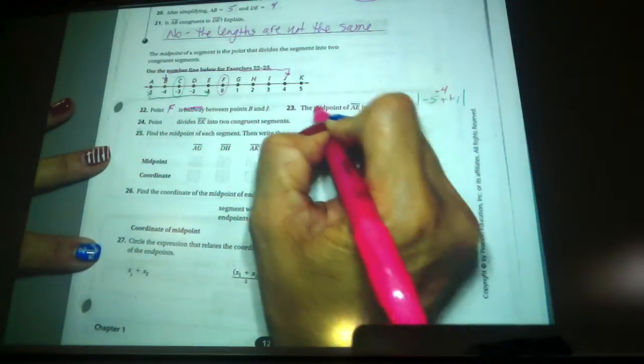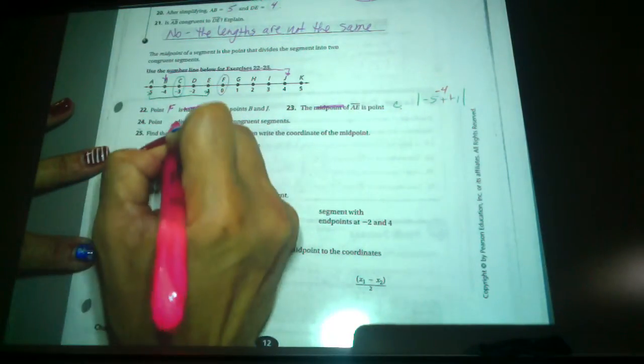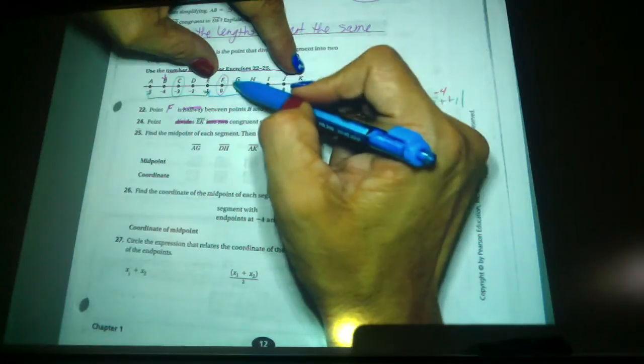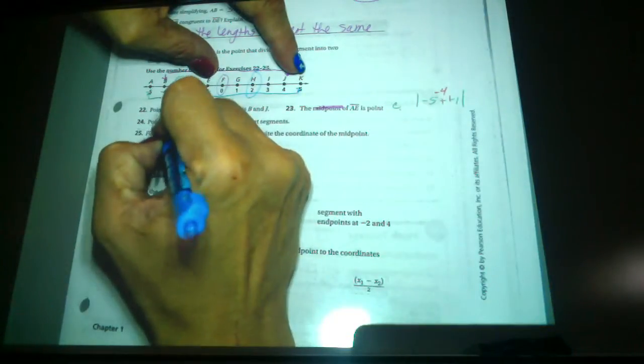So what point divides EK? Look at the words that they're using to note what I call a midpoint. Halfway, midpoint, divides into 2. Phrases or words. Those all mean midpoints. So what's the point directly in between or halfway between E and K? Yeah, how far apart are E and K? 6, right? So half of that is 3, so 1, 2, 3. That would give you point H.